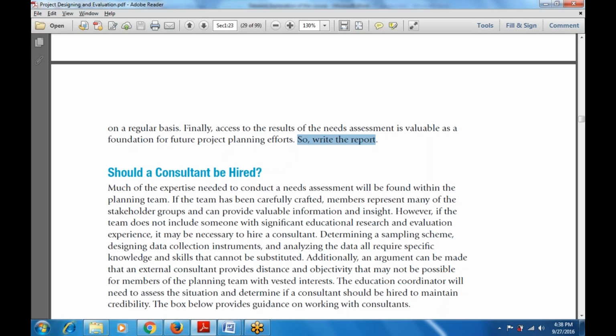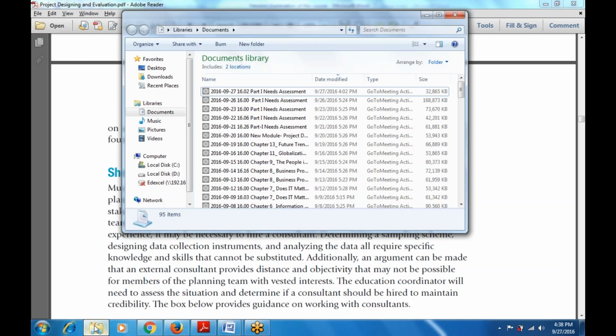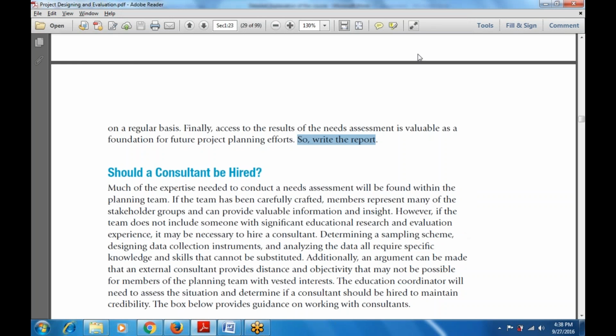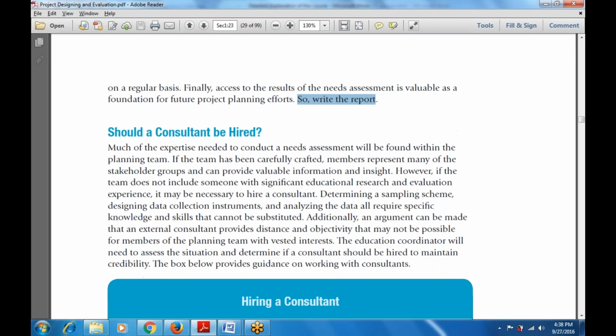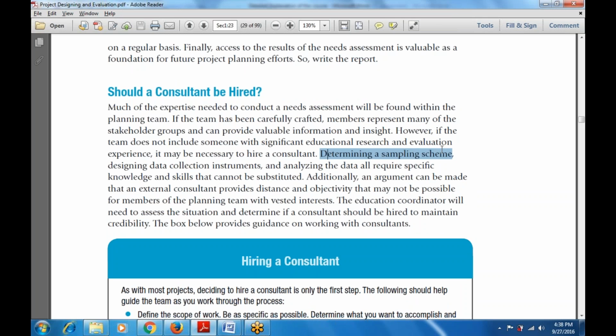So if the company does not have significant experience, or the stakeholders or the people evaluating lack experience, there is a need for a consultant in this case. Determining a sample or sampling scheme, designing data collection instruments, and analyzing the data all require specific knowledge and skills that cannot be substituted.